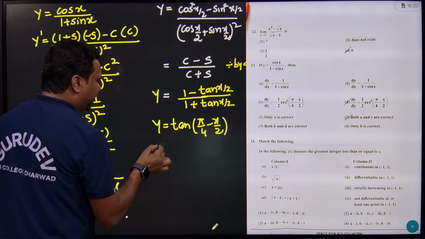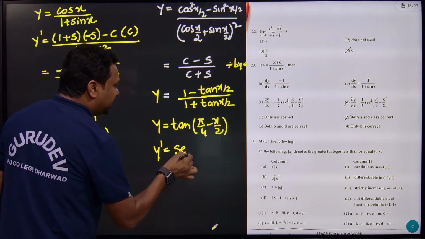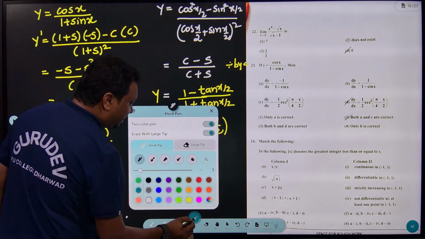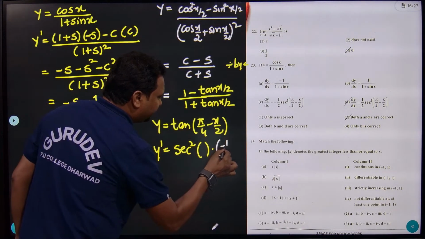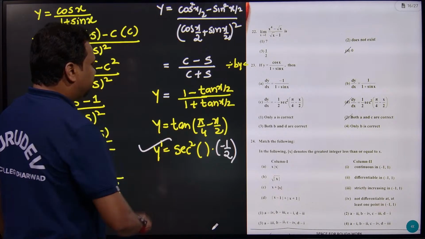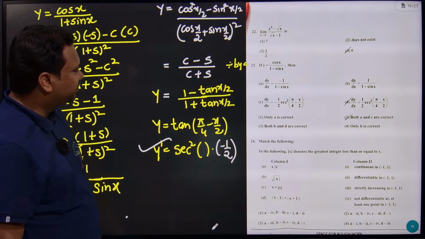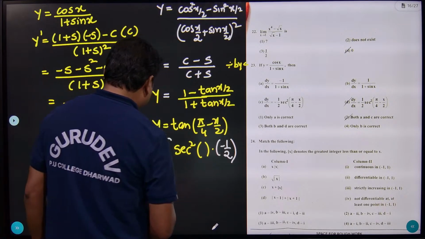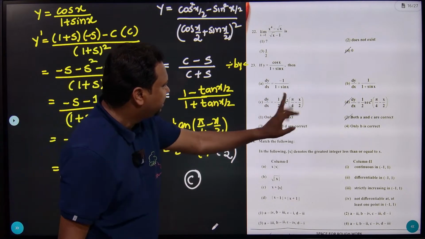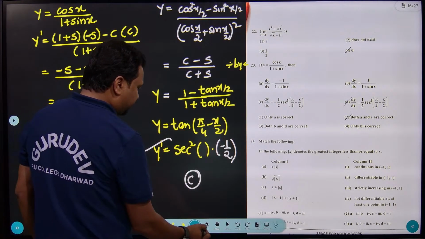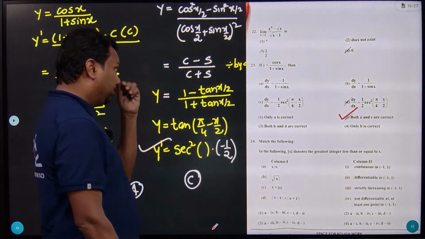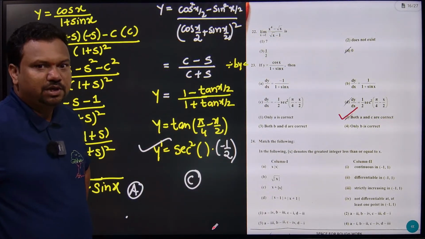Now if you go for the derivative, y dash is equal to secant square of the same bracket into the derivative of pi by 4 minus x by 2. Is it minus 1 by 2? Isn't it? Therefore what will be your answer? Minus 1 by 2 into secant square pi by 4 minus x by 2. Hence even option A is correct, option C is also correct. We have minus 1 by 2 secant square pi by 4 minus x by 2. Hence I will go with the option both A and C are correct. I hope you are able to understand this.